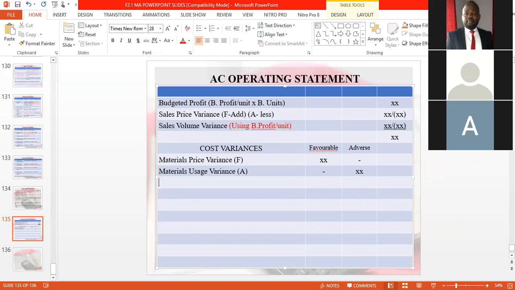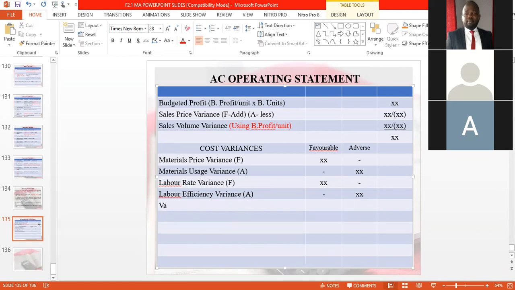Next, labor rate variance. Let's assume it is F. I'm just guessing those values. You post it there. If it is A, you post it there. Next, labor efficiency variance. Let's assume it is A. So if it is A, you know the column where to post it.